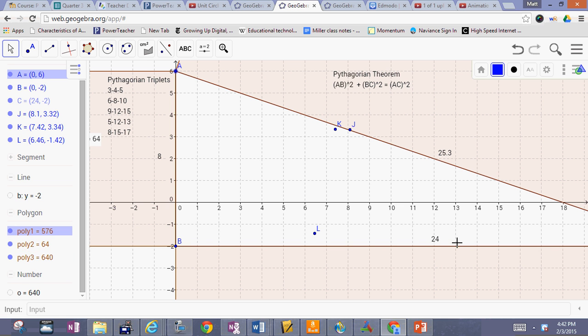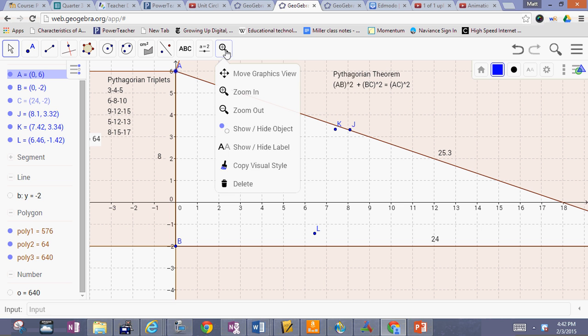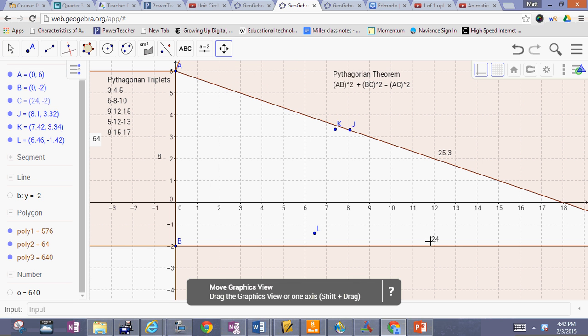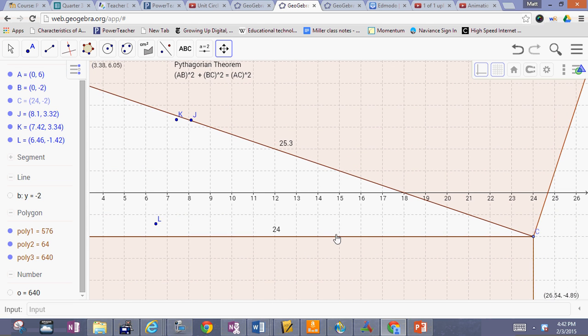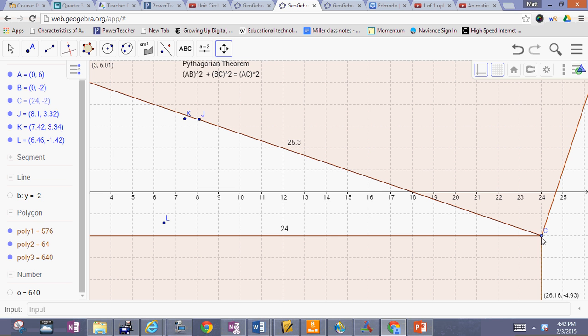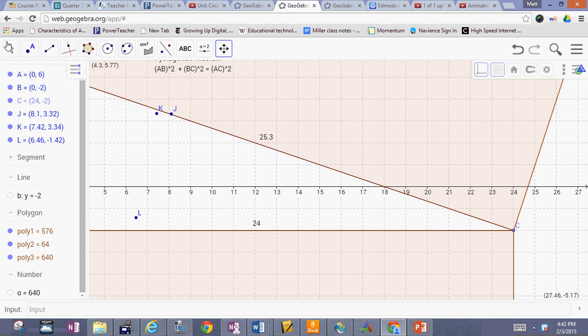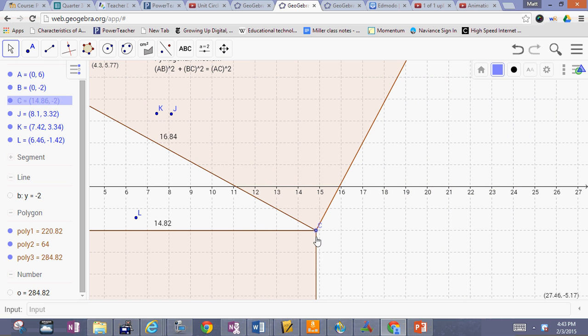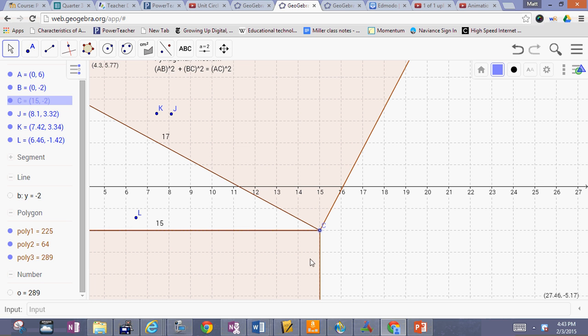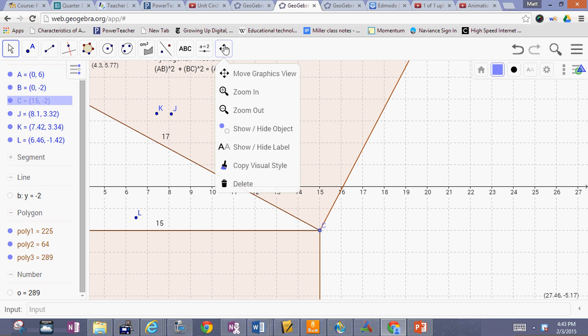Of course, what happened here is I stretched this out a little bit too far. So I'm going to grab it and pull it back so that it's of length 12 now, right? Okay, 5, 12, no, 8, 15, 17. That's what we were after, right? So here we go. Bring this back to 15, and there we have it. There we have our 8, 15, 17 triangle.